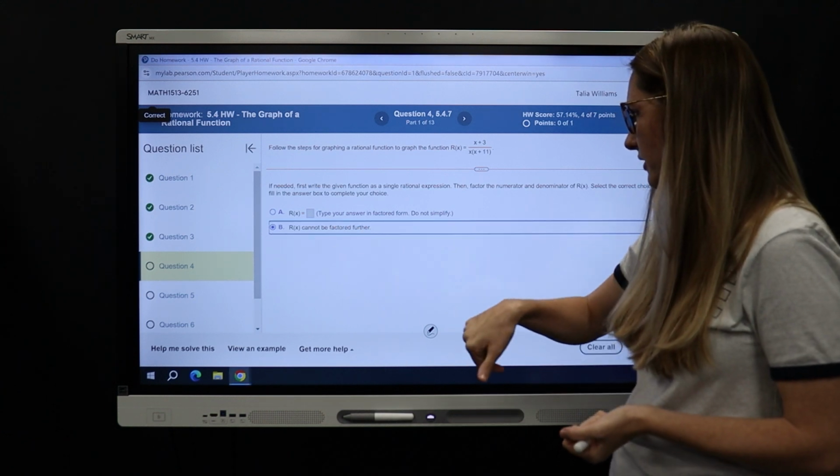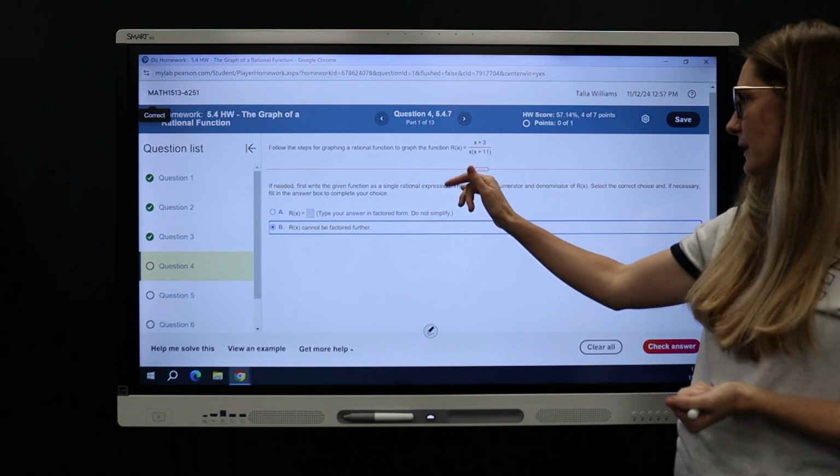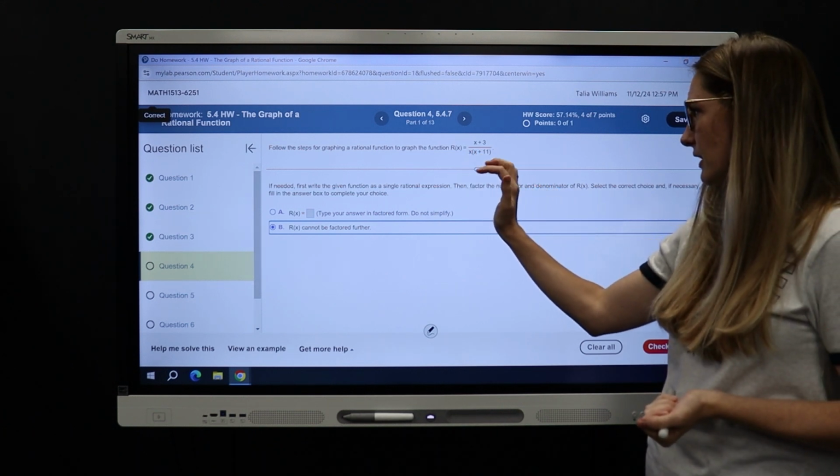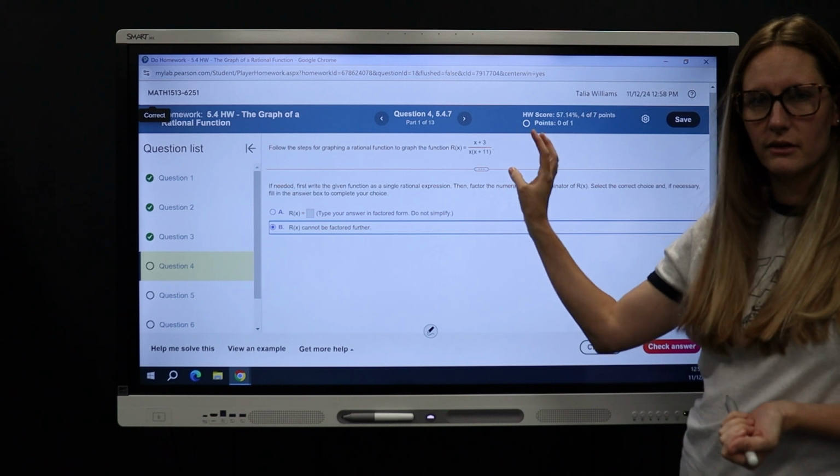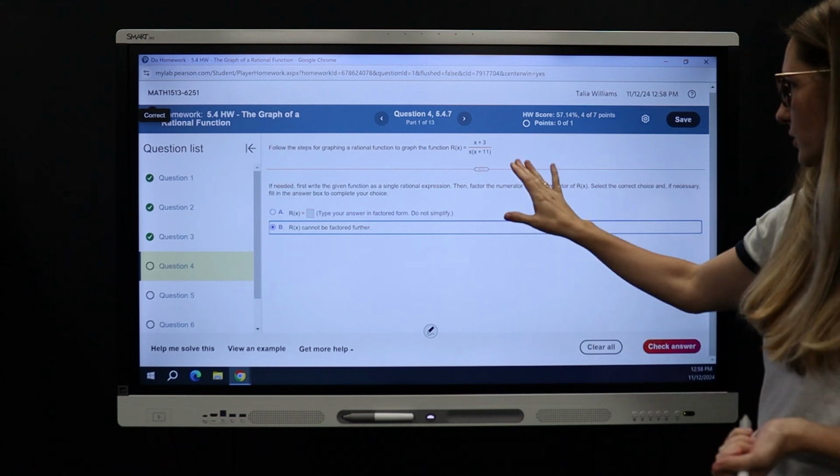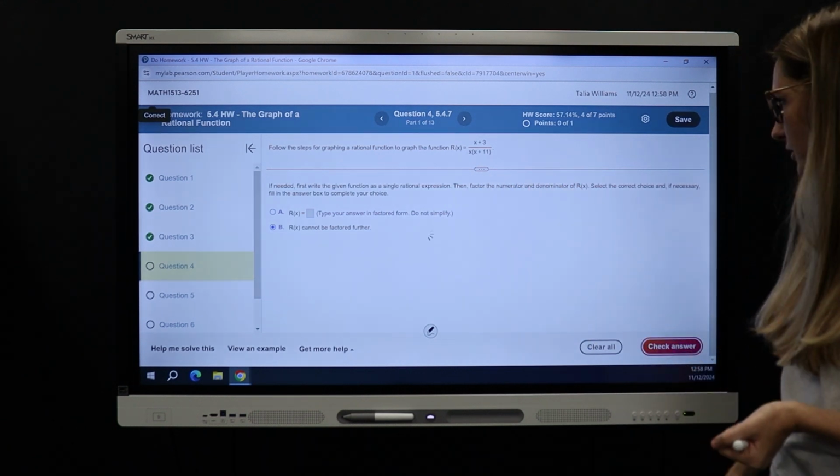It cannot be factored further. It's already factored out. If this would have been x squared plus 11x, we could have factored the x out and factored it further. So this one, there's nothing I can factor further.